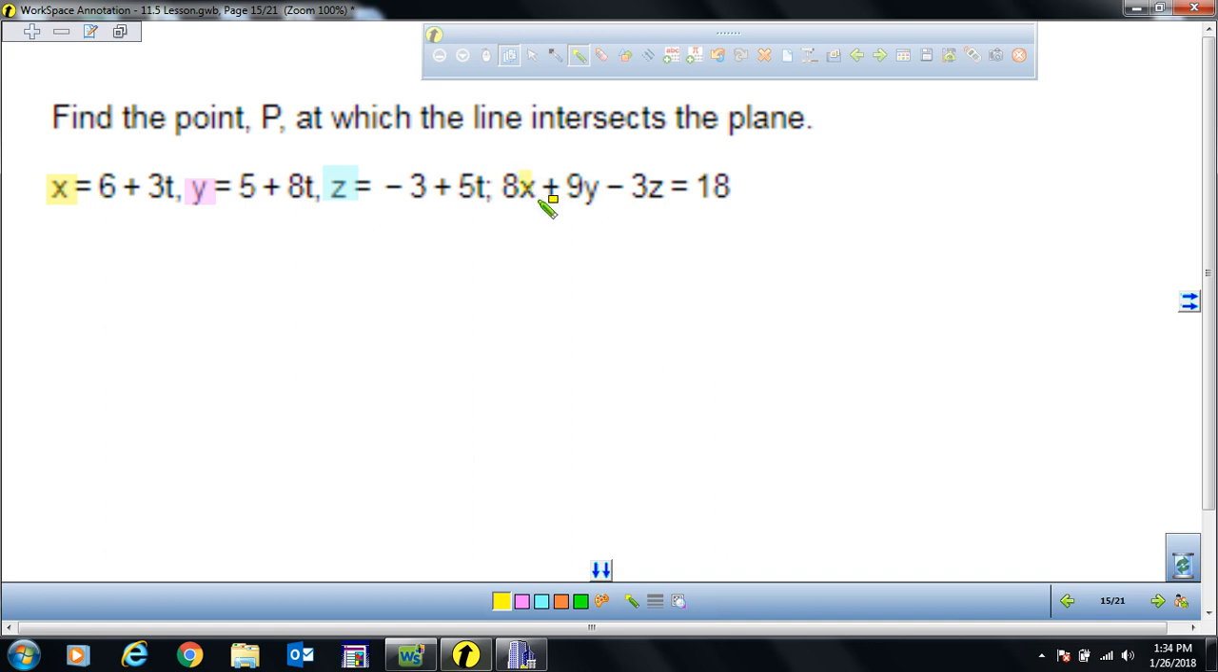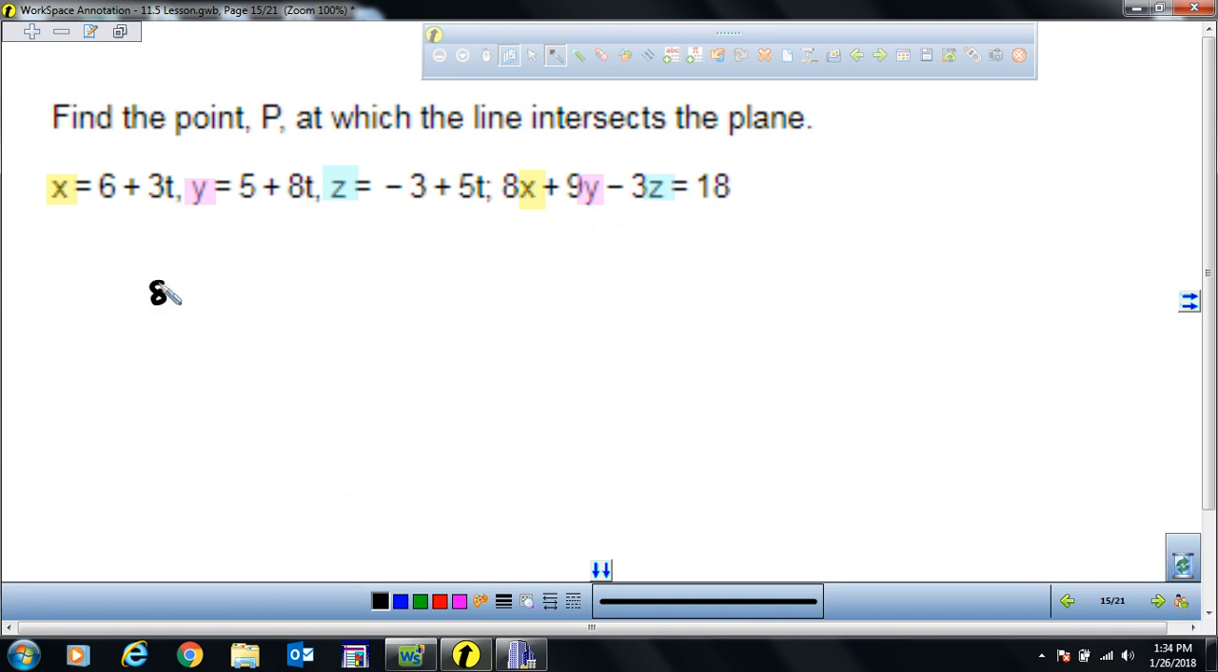So what I'm going to do is substitute the value of x into that plane, the value of y into that plane, and the value of z into that plane to find the values of t that will satisfy this equation. Because this line intersects with the plane, that means that the point must be on that plane. So if I substitute the values of x, y, and z, that's going to help me solve for the value of t for the intersection of that line and this plane.